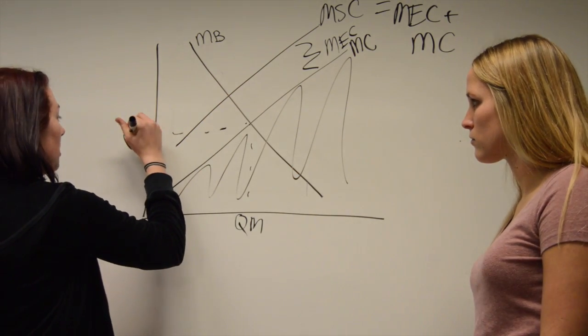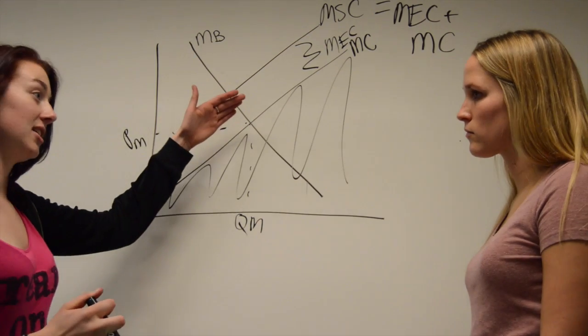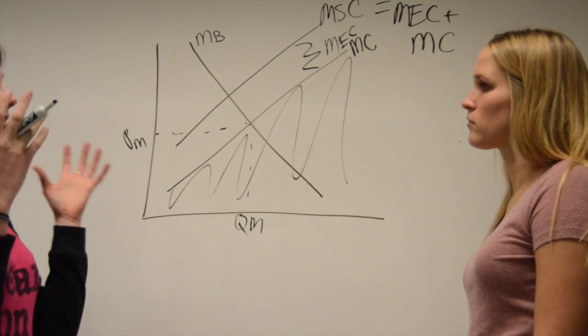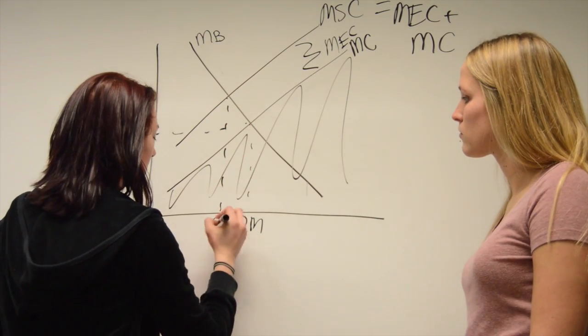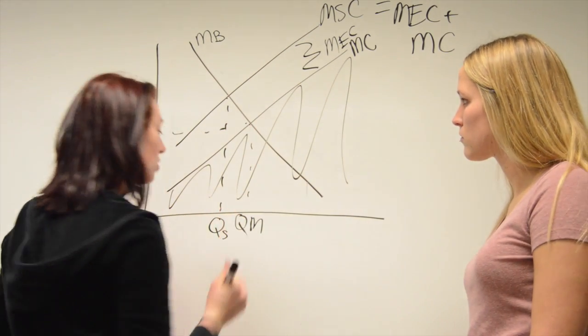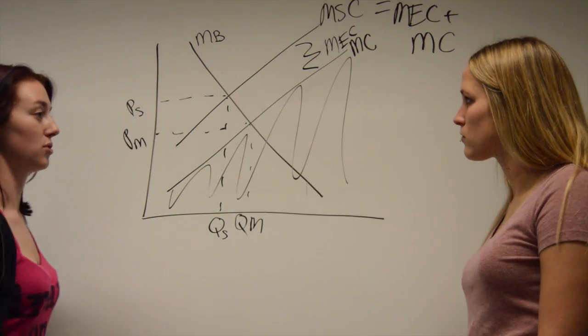And this is going to be our market price. Well, where we actually should be is taking into consideration that external cost because it's affecting the whole society. And so we're actually going to want to be producing here at the social quantity and at this price, right here, at the social price.